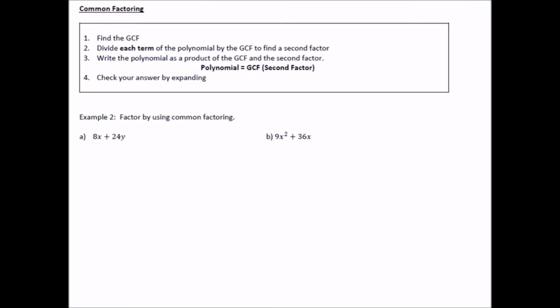Okay, so we've found some greatest common factors, so now let's actually factor. Okay? So in order to common factor, what we need to do is find the greatest common factor and then divide each term by that greatest common factor to find a second factor. And how we write it is we write the greatest common factor, bracket, and then what's left over, or basically what we have is the second factor. And we're not going to do this at first, but we can always check our answer by expanding.